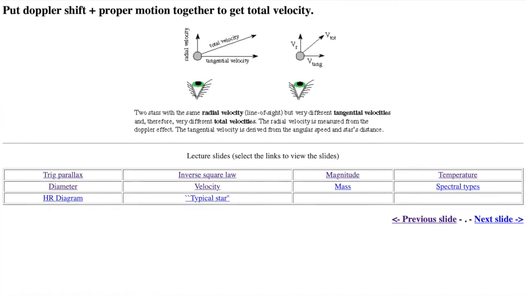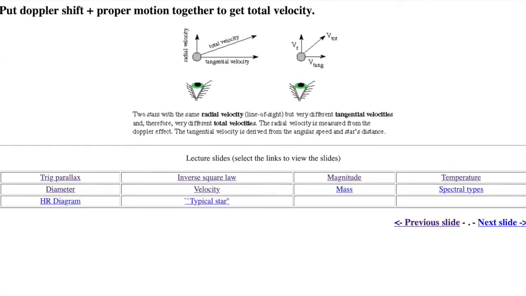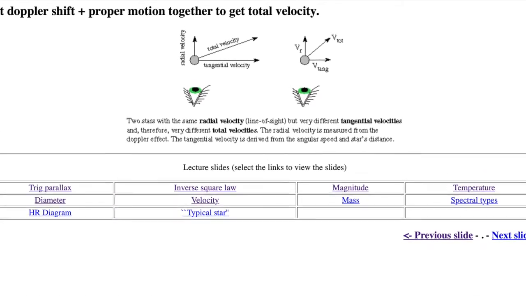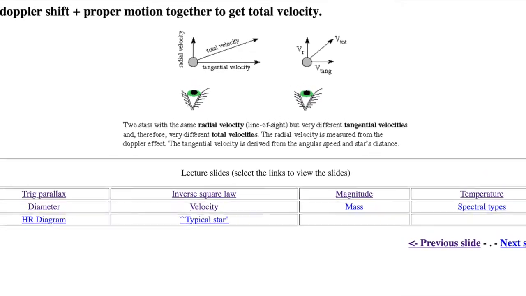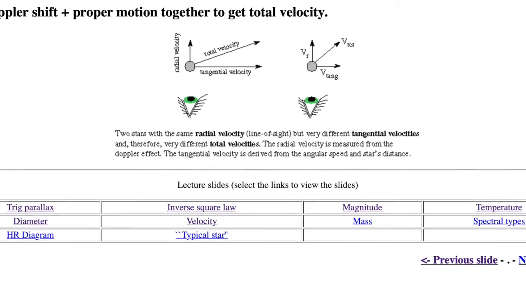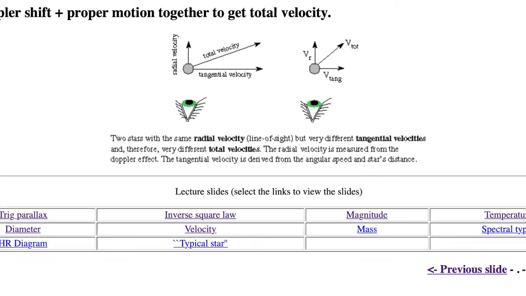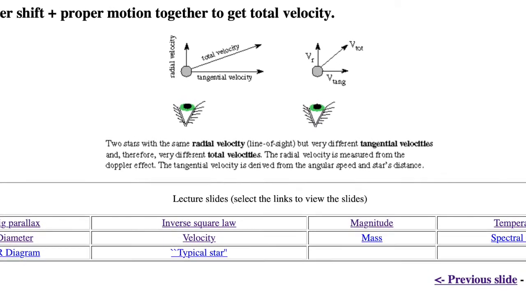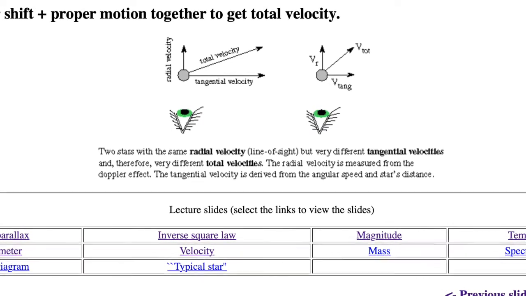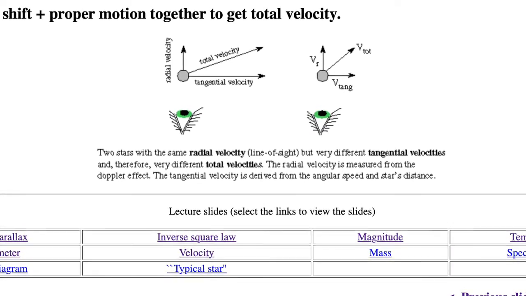Next slide. Put the Doppler shift and proper motion data together to get the total three-dimensional velocity. This picture shows one scenario where the two stars have the same Doppler shift, but their total 3D velocities are very different. We use the star's total velocity to measure the amount of mass, including dark matter, in the galaxy and how the mass is distributed.